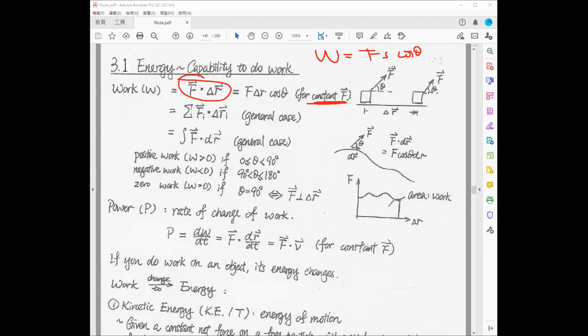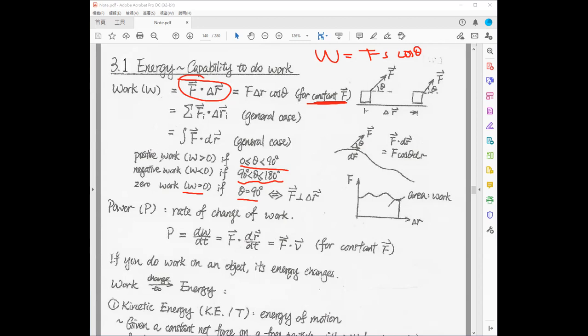The s is the displacement, and theta is the angle between the force and the displacement. I hope you know the mathematics of trigonometry. When the angle is an acute angle, then cosine theta is positive. When the angle is 90 degrees, the work done is 0. And if the angle is obtuse, the work done will become negative, just like this. And this is for the work done.